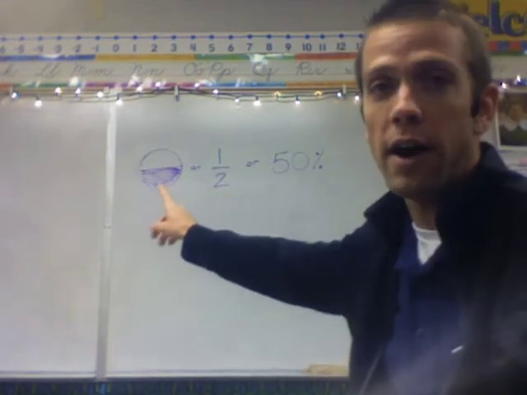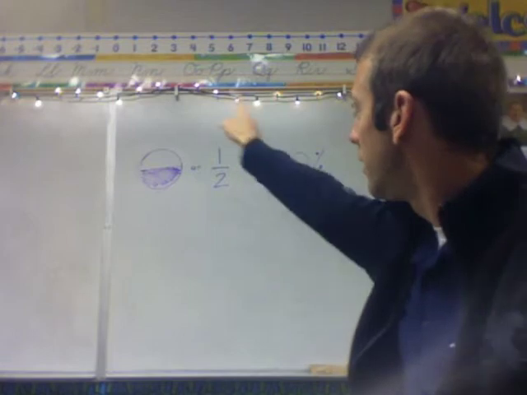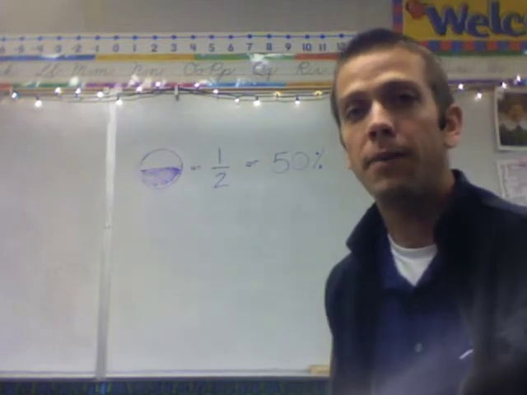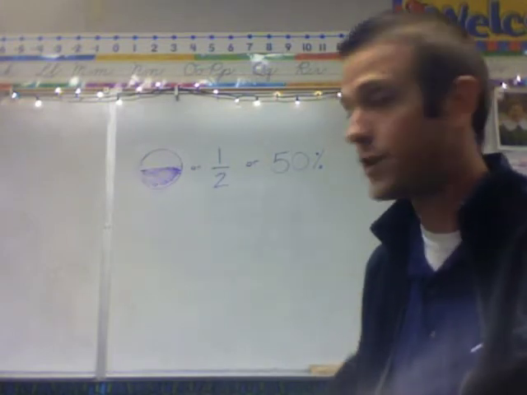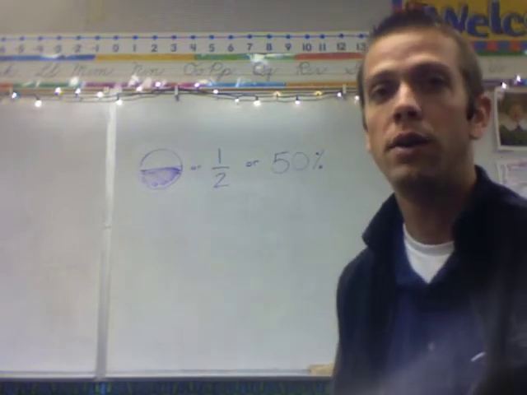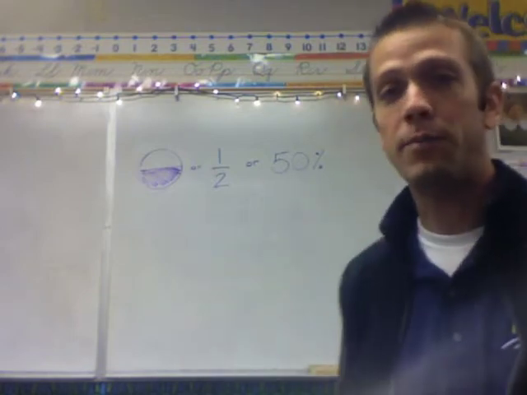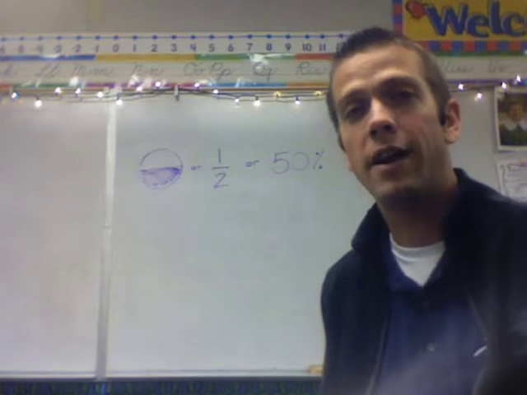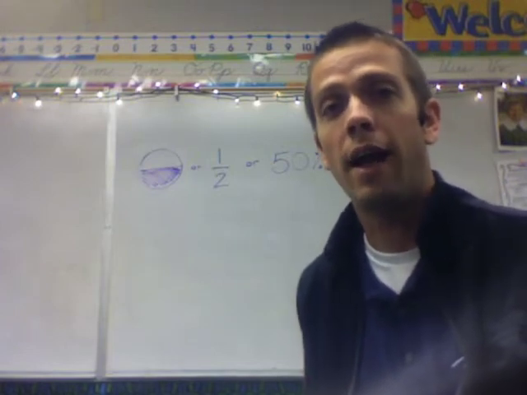For example, you could draw it, right? I have a shape there, cut it right down the middle and shaded half of it. And then you could represent it like a fraction. You put 1 over 2. Or you could write 50%, because 50% of that shape is shaded, half of it.